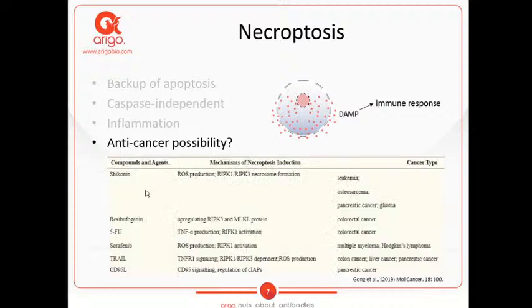Here I show you the compound and the agent used for cancer therapy. This compound also activates necroptosis. The RIP1, RIP3, or MLKL are activated by this compound and agent. That indicates that targeting necroptosis may be useful for anti-cancer therapy. To demonstrate that, more studies are required.